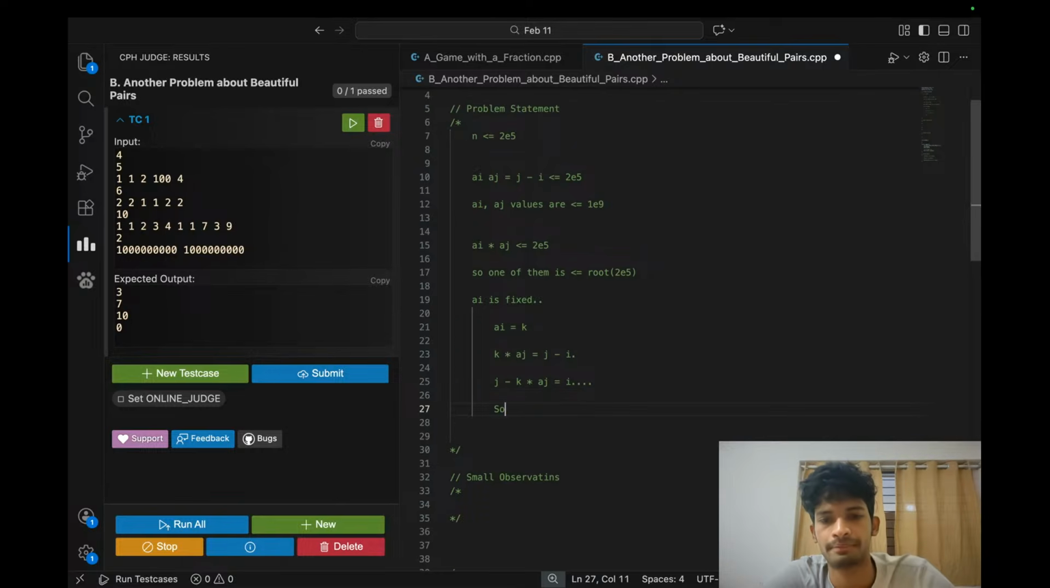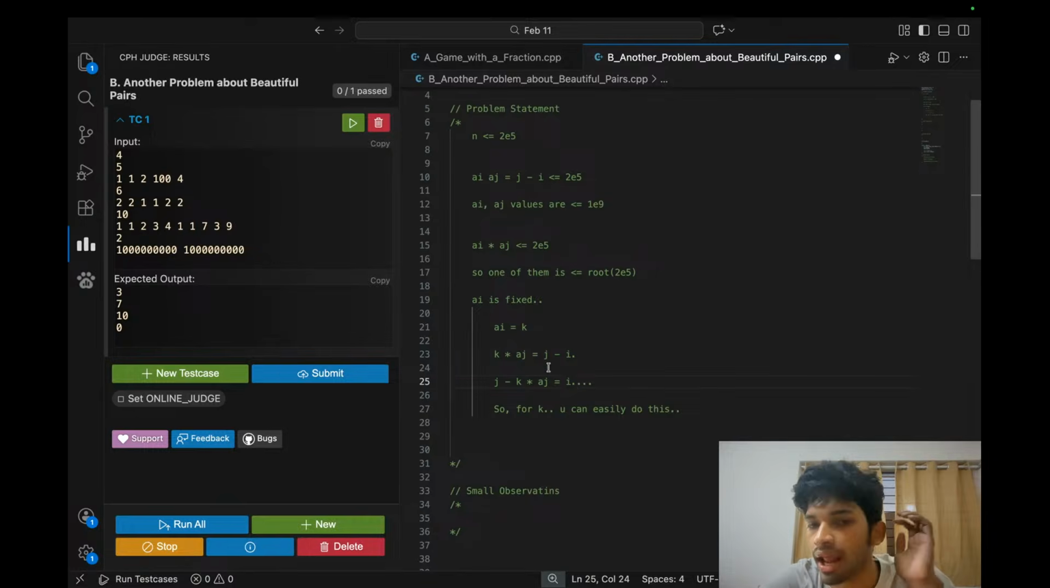So for k, you can easily do this if you're brute forcing k, because you will find these values for all j's. See, j equals i cannot happen, j less than i cannot happen. For all ai where ai is less than or equal to root n, you can find this value for all j's, and if it is between 1 and n, you will update the frequency, and then for i, you see how many j's are coming. So this is done.